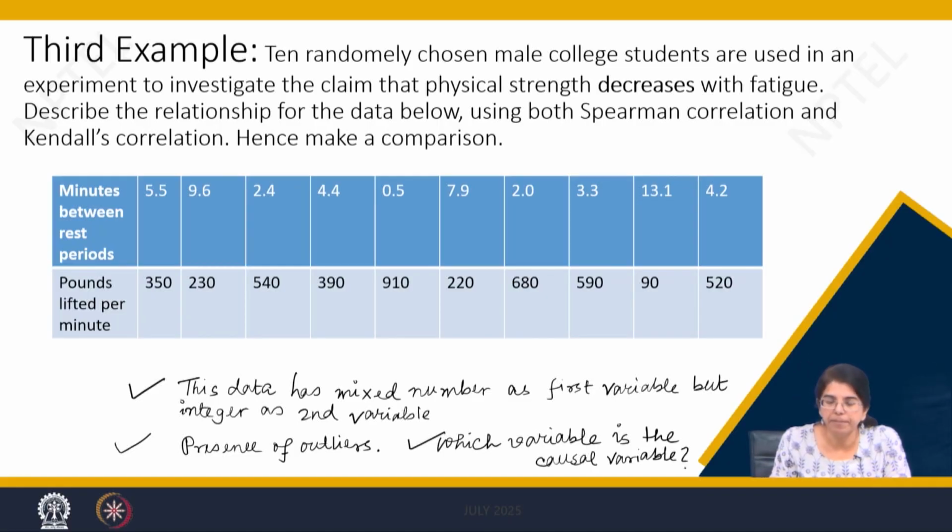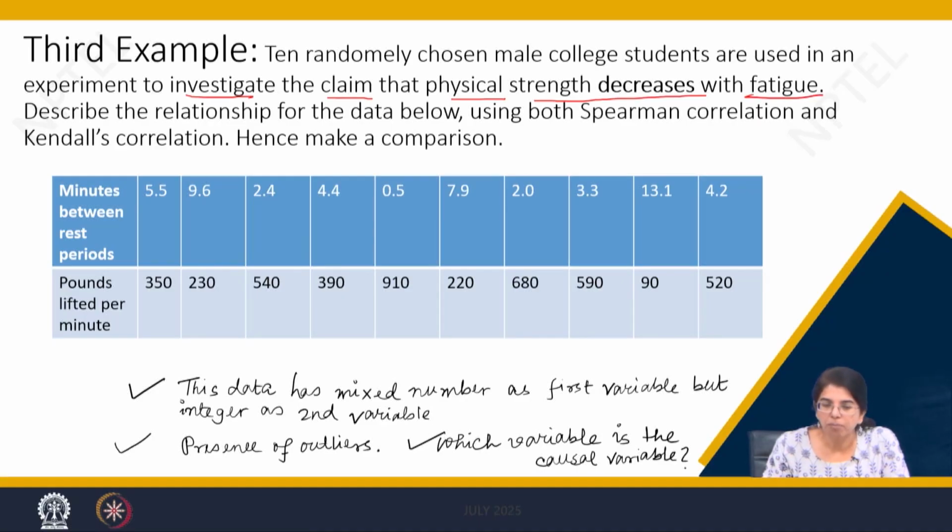The third example: 10 randomly chosen male college students are used in an experiment to investigate the claim that physical strength decreases with fatigue. Describe the relationship for the data below using both Spearman correlation and Kendall's correlation. Hence, make a comparison. This problem is a little different. Why is it a little different? Because it straightaway asks you to make one test of hypothesis, and that test will be based on this statement: investigate the claim that the physical strength decreases with fatigue.